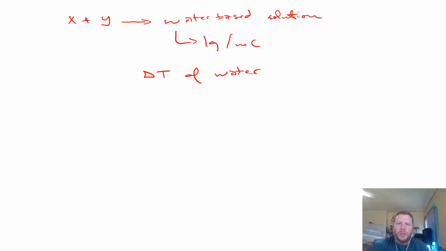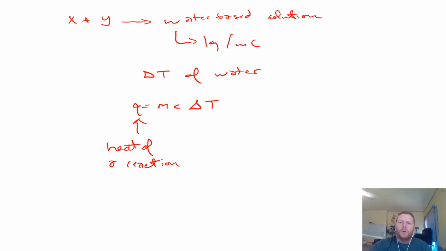So what we can do is use the equation Q equals mc delta T. And what this tells us is the heat of a reaction. Okay, so how much heat, and the units here are important. They'll be measured in joules or kilojoules.